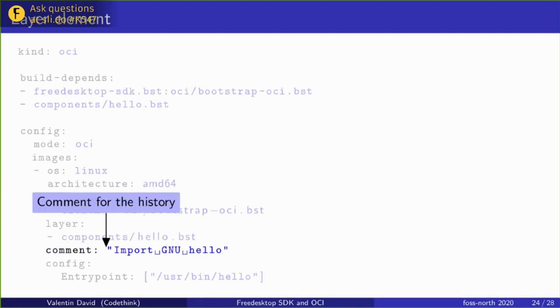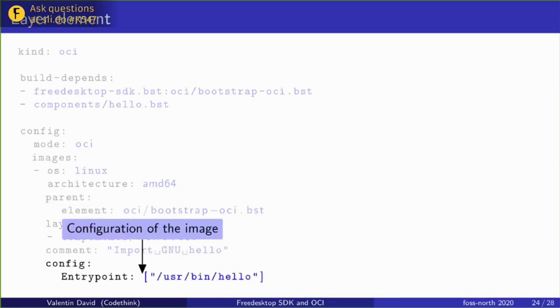Then we can do things like add a comment into the history. So in OCI images, for every layer, you have a comment that's like a commit message. And then we can add a configuration. For us, it's a very simple configuration because it's just running hello. You could also have a much more complex configuration. So here we just say the entry point. I might have a mistake, the P might be a capital letter, I don't remember.